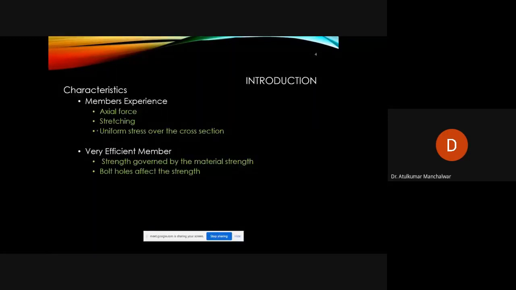Let's see. Yes, the member experiences axial force, stretching, uniform stress over the cross section. The meaning of these three phrases is the same: axial force, stretching, uniform stress over the cross section. Obviously, guys, again I am drawing one plate. This is one plate. Okay, and this is the center axis of your plate.